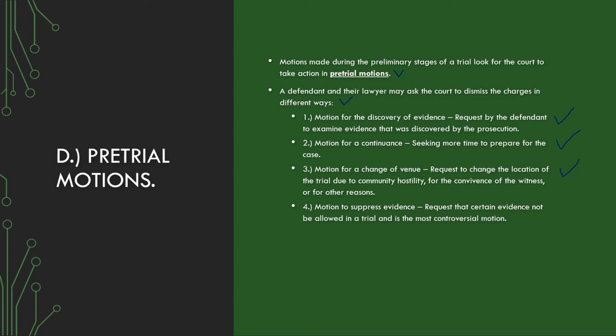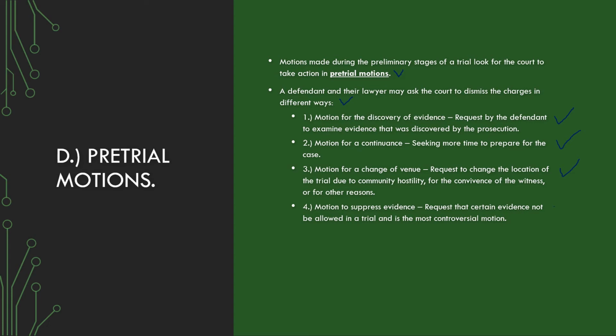Number three, motion for a change of venue. A request to change the location of the trial due to community hostility, for the convenience of the witness, or for other reasons, okay? Sometimes a crime might take place in a certain area and it's well known and all over the news, and we don't want the jury to be biased or swayed by the news or newspapers or information, things like that. So they might move the trial to another part of the state or another part of the community where people may or may not know that person as well. That way the person gets a fair trial.